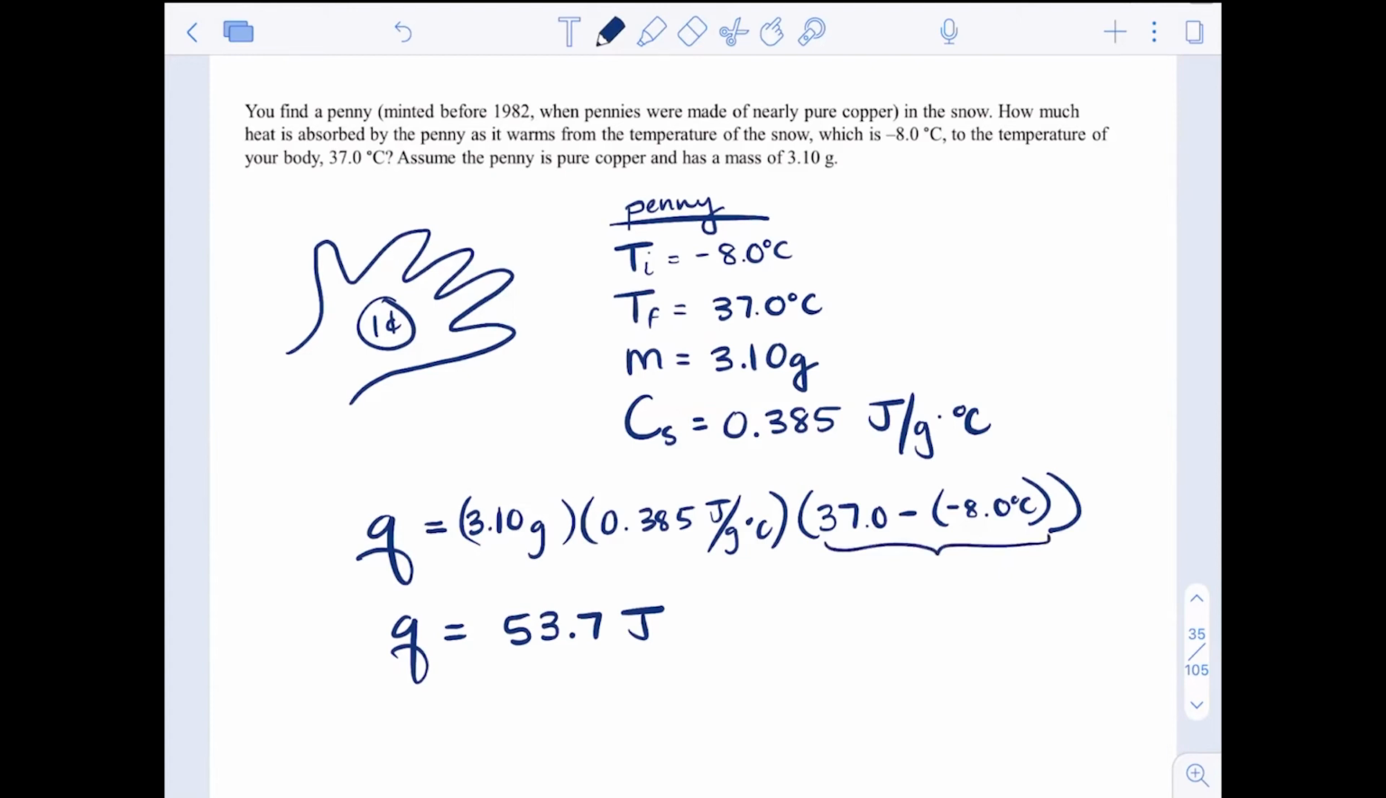First step, let's just look at sig figs here. 37.0 minus a negative 8.0 is 37.0 plus 8.0. That is 45.0 degrees Celsius. A 1 decimal place and a 1 decimal place gives us a reporting answer in that addition as 1 decimal place. Then we'll look and we'll say 3 sig figs and 3 sig figs.